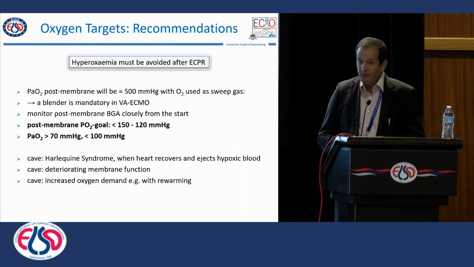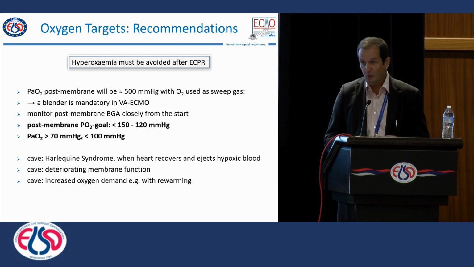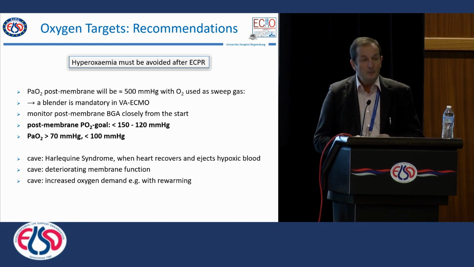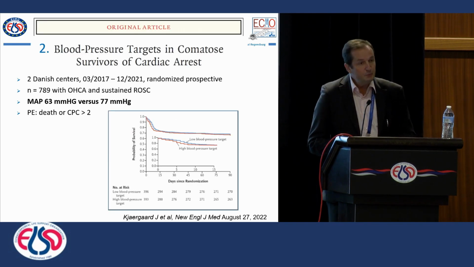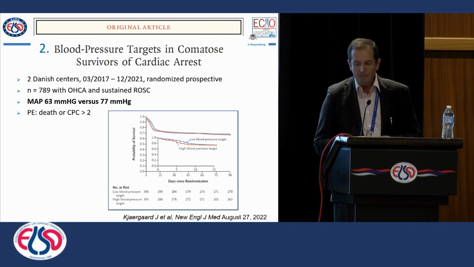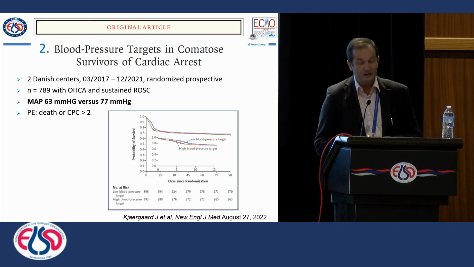Be aware of the possibility of Harlequin syndrome developing. When the heart is recovering, which it hopefully should do, then you may get mixing of poorly oxygenated blood from the heart. Be aware that your membrane may deteriorate overnight. You have to regularly check your post-membrane gases, and be also aware that when you warm your patient up again, he may have a higher oxygen demand and may need more oxygen. I told you the same group looked into mean arterial pressure, a MAP of 63 versus 77 millimeters of mercury. Again, no difference.